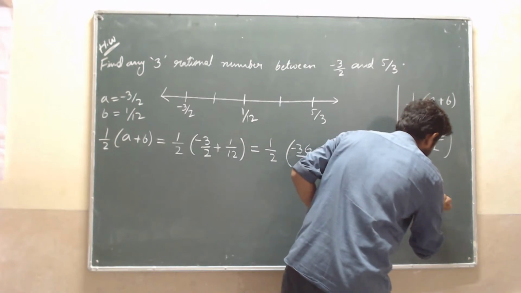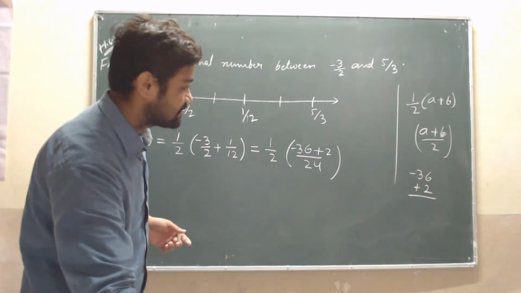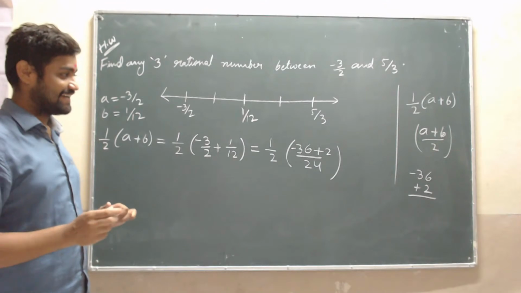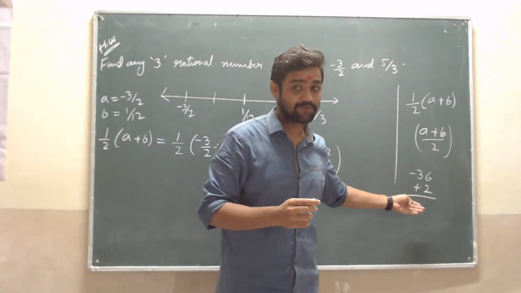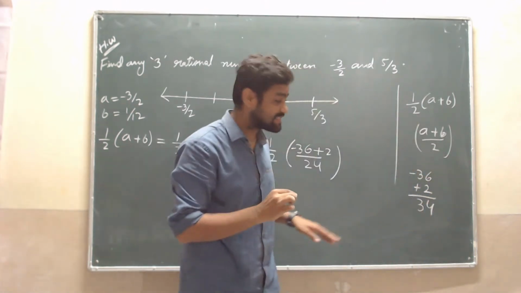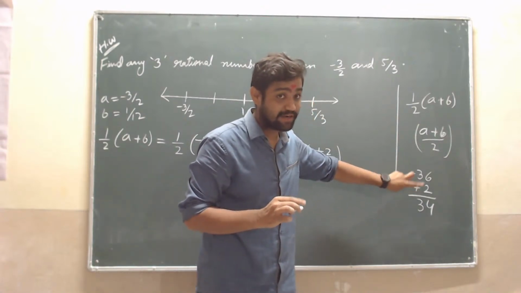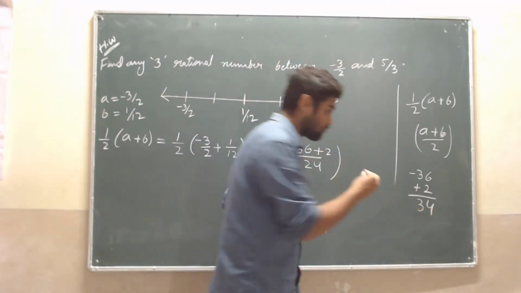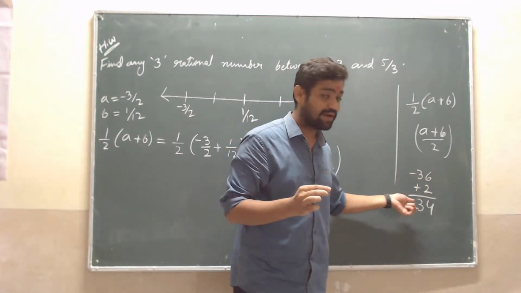Minus 36 plus 2. What is the answer? Yes, very good morning. Try to give the answers. What is the value here? That is minus 36 plus 2, which is 34. Why, sir? Because here both the signs are different, so we subtract and get 34. We will get minus 34. Why? Because the larger number's sign is negative. That's why we have to take minus 34.